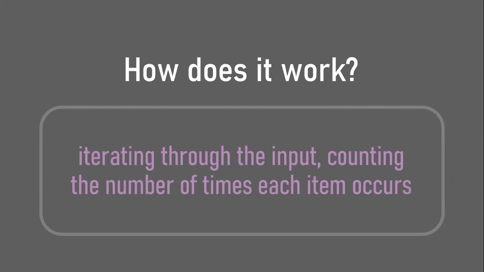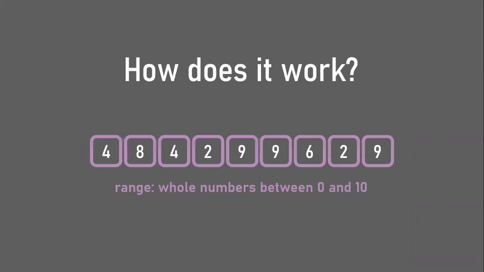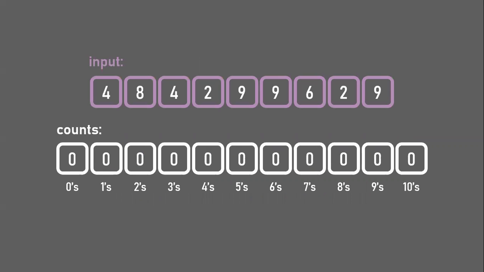It works by iterating through each of the items in the array, which is the input, and counts the number of times each of those items occurs. So for instance, we have this array, and we have around, I think, 9 numbers, and the range we know is between 0 and 10, and we have whole numbers. And as you can see, the array is all jumbled up and needs to be sorted.